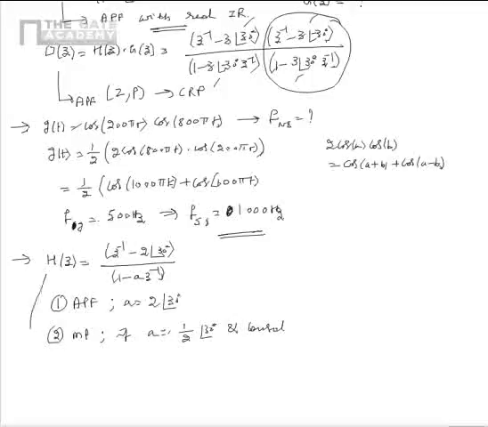We know that for the given H(z), the system is all pass if poles and zeros form a conjugate reciprocal pair. For this condition to be satisfied, P should be equal to 1 by Z star, that implies a should be equal to 2 at a phase of minus 30 degrees. From this, we can say that statement 1 is not correct.